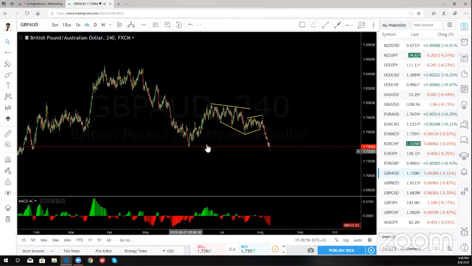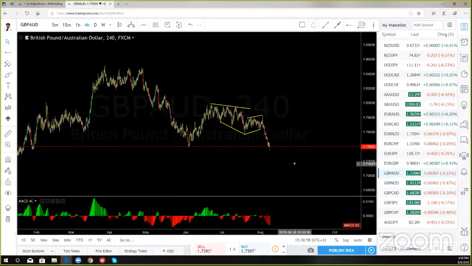Watch this. We tag the low, but that doesn't mean anything. Tagging the low doesn't mean we can't do this and then go down, right? Is that possible? Watch for the trade setup here.